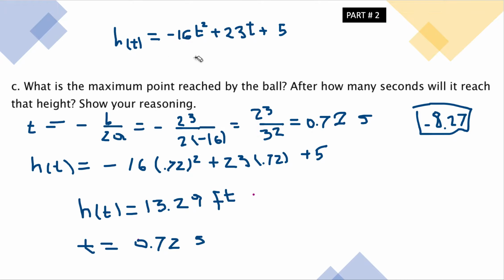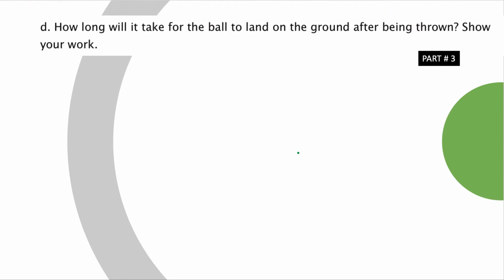Now this equation we created according to the given information. So now we take this formula for granted, and we can take h of t, so h of t is equal to minus 16t squared plus 23t plus 5.